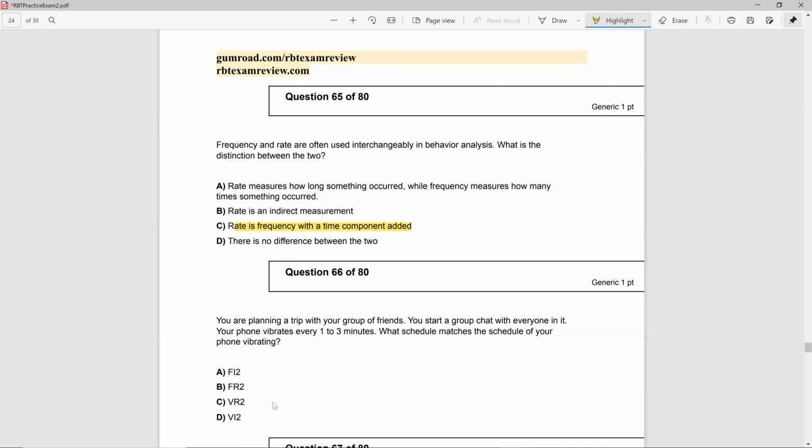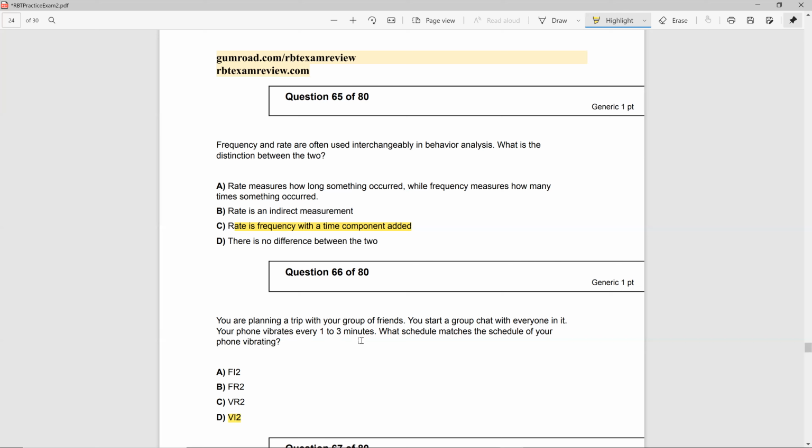With fixed, that schedule doesn't change, right? So a fixed interval 2 would be every 2 minutes, and it's constant. With a VI2, a variable interval 2, that's going to be the average of 2 minutes. So it could be 1 minute, it could be 3 minutes, it could be 2 minutes, right? And that's what's happening in this scenario. Our phone is vibrating on average, let's say 2 minutes, every 1 to 3 minutes. That leaves us with a variable interval 2.